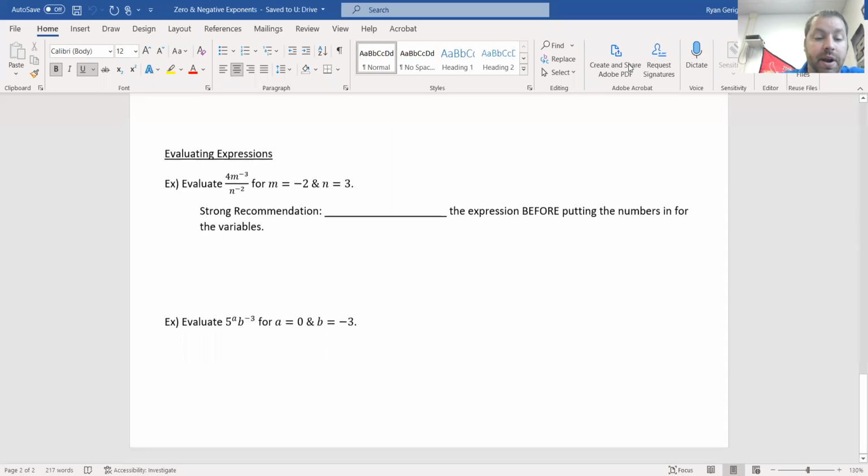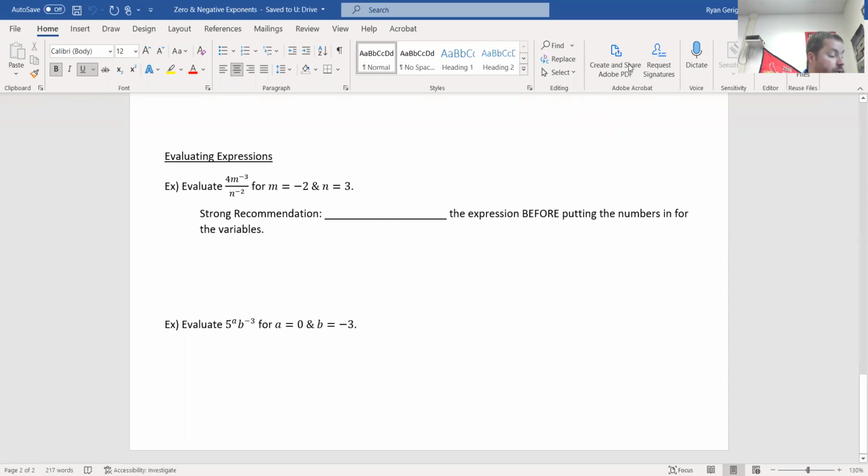Then I'm going to move on to the last piece of this, evaluating expressions. All right, so you have to evaluate 4 m to the negative 3rd, n to the negative 2nd, for m equals -2 and n equals 3. So basically, you're just taking -2, plugging it in for m, and 3 and putting it in for n. But I'm going to give you a very strong recommendation here: simplify the expression before putting numbers in for the variables. Let me show you why.